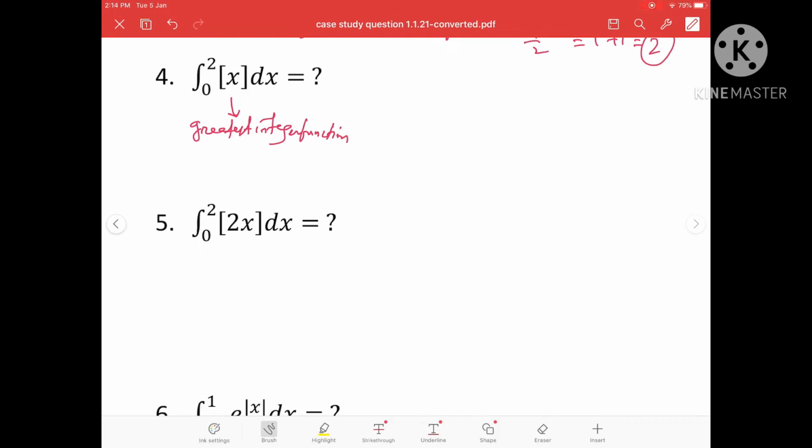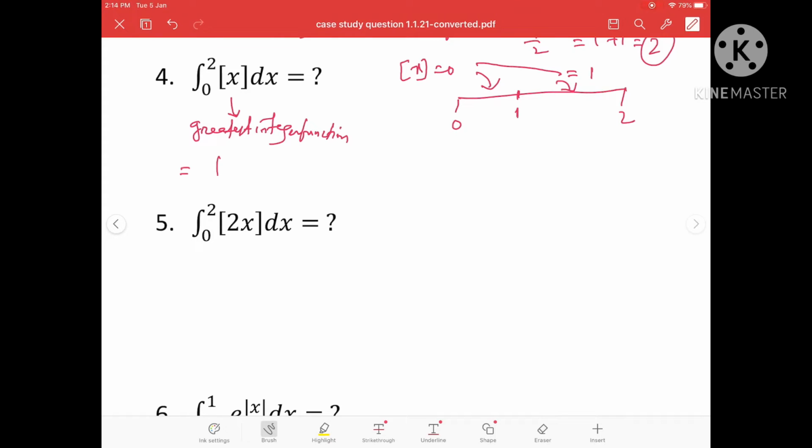And we know the greatest integer function changes its value at all integral points. That means we have to find the integration in the interval 0 to 2, but bracket x changes its value at all integral points. Hence 1 will be a point between 0 and 2 where bracket x changes. That means we know bracket x is equal to 0 if x lies between 0 and 1, and bracket x will be equal to 1 if x lies between 1 and 2.